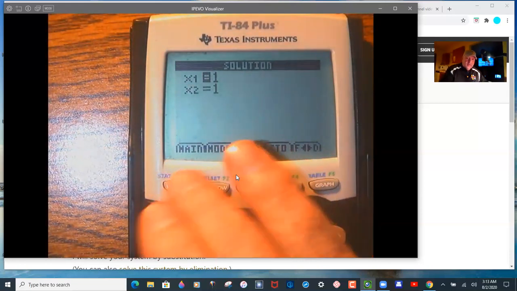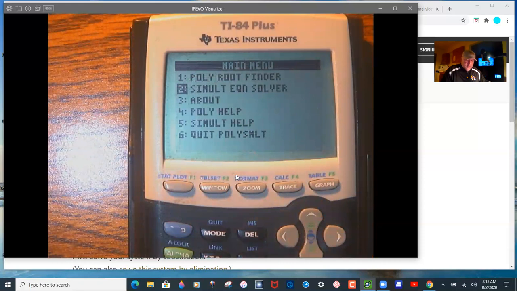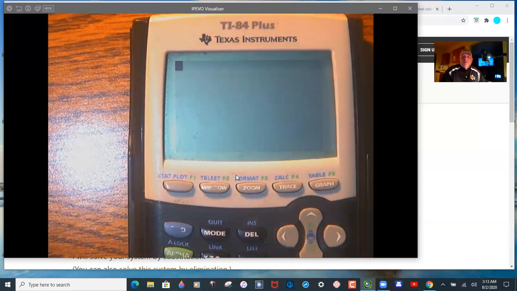So that is how you use the PolySimul 2 app to solve a linear system, and how to use the online linear system solver.